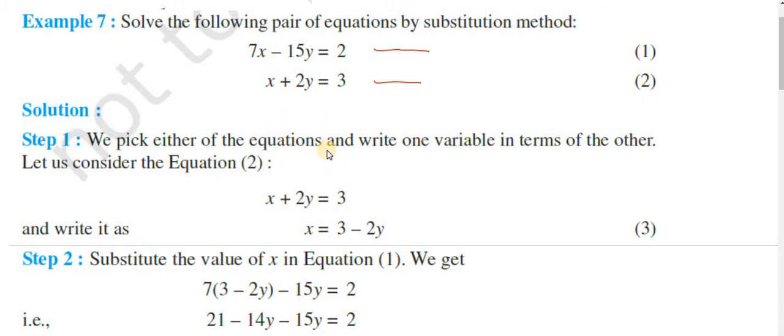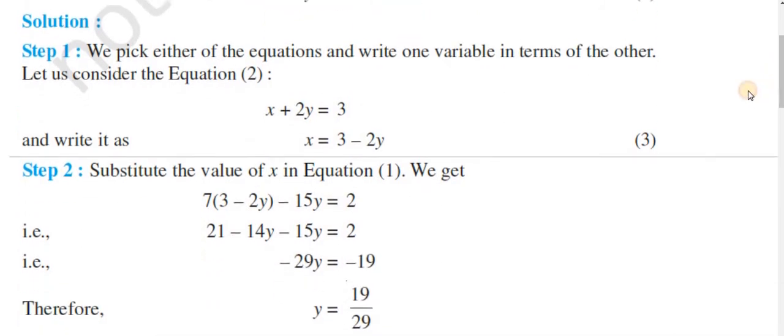So don't do that. If you got an x value or y value from any equation, substitute it into the other equation. Suppose we got the x value from the first equation, then substitute it into the second equation. If we got it from the second equation, substitute it into the first equation. So substitute the value of x in equation 1.